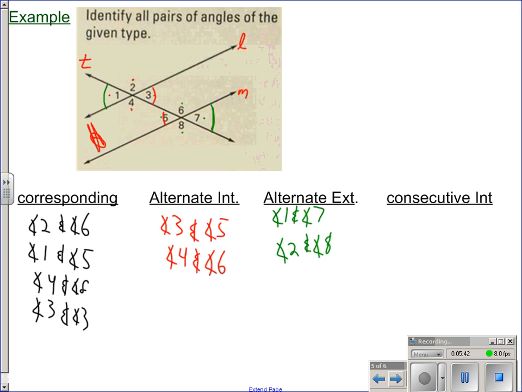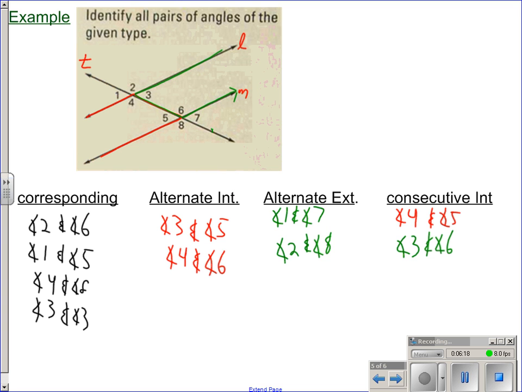All right, and the consecutive interior. So again, the idea of the consecutive interior, follow the line in, down the transversal, out the other line. So we hit angle 4 and then angle 5. If we start on the other side, come in line L, down the transversal, out the other line, we're looking at angle 3 and angle 6. That's the other pair of consecutive interior angles.